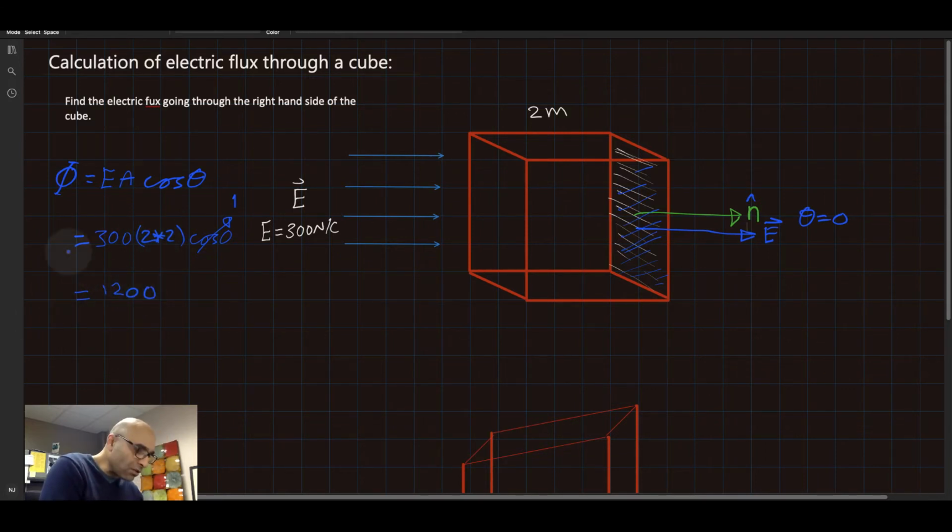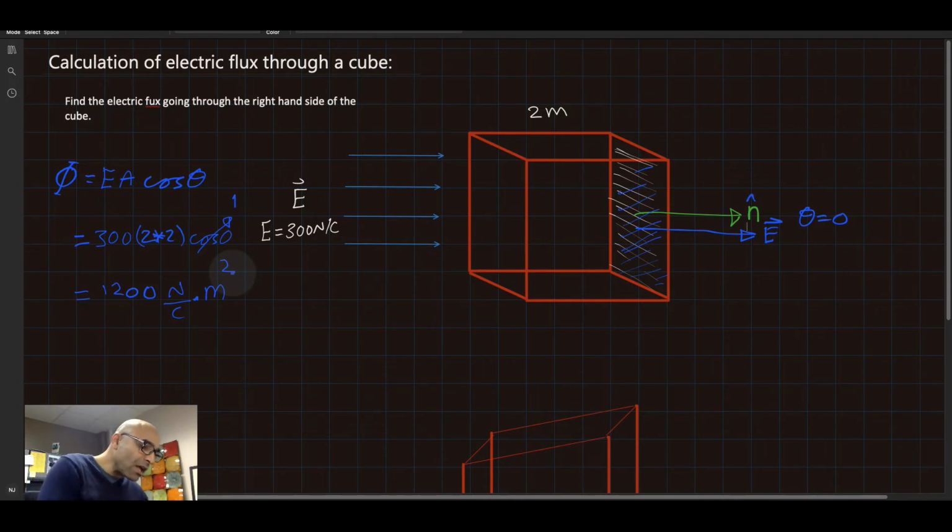Now what is the unit of the flux? If this is Newton per Coulomb, that's for the electric field, times meters squared. So it's Newton per Coulomb times meters squared. There's no simplified unit for this one, so let's just keep it this way: Newton per Coulomb times meter squared.